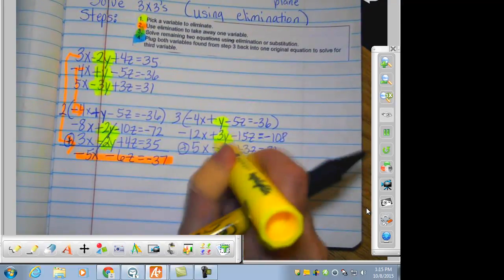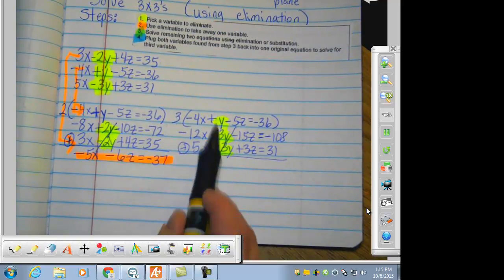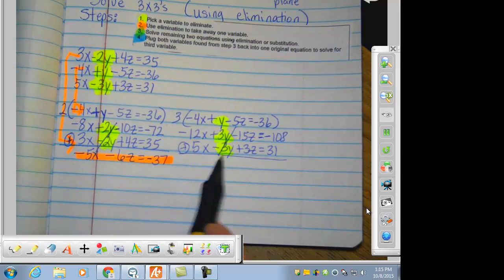And notice the 3y's do go away. I have a negative 3y here. This y is positive. I want it to be opposite pairs. So if I multiply by a positive 3, I'm going to get a positive 3y here. Positive 3, negative 3 cancel out.